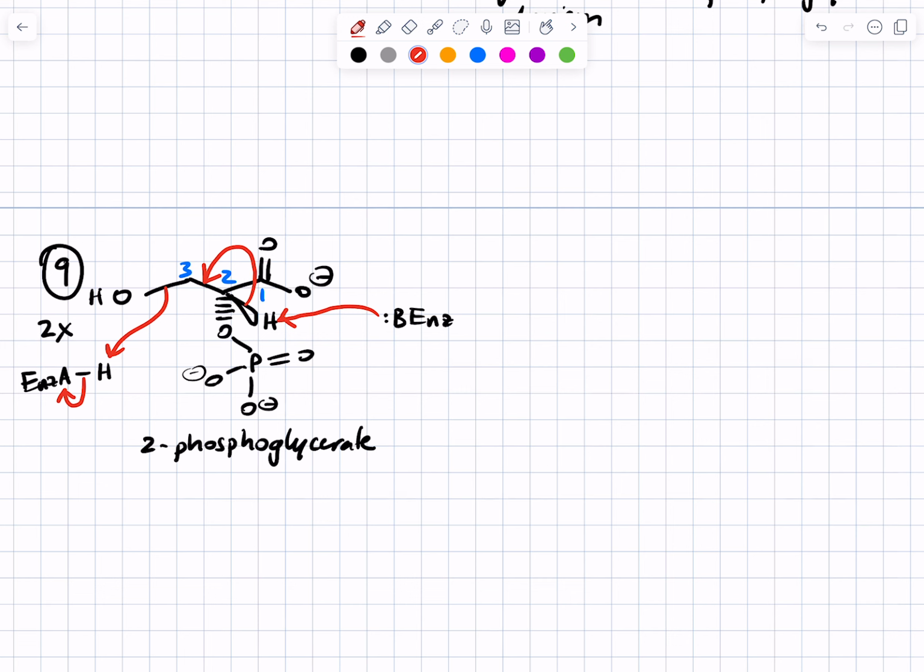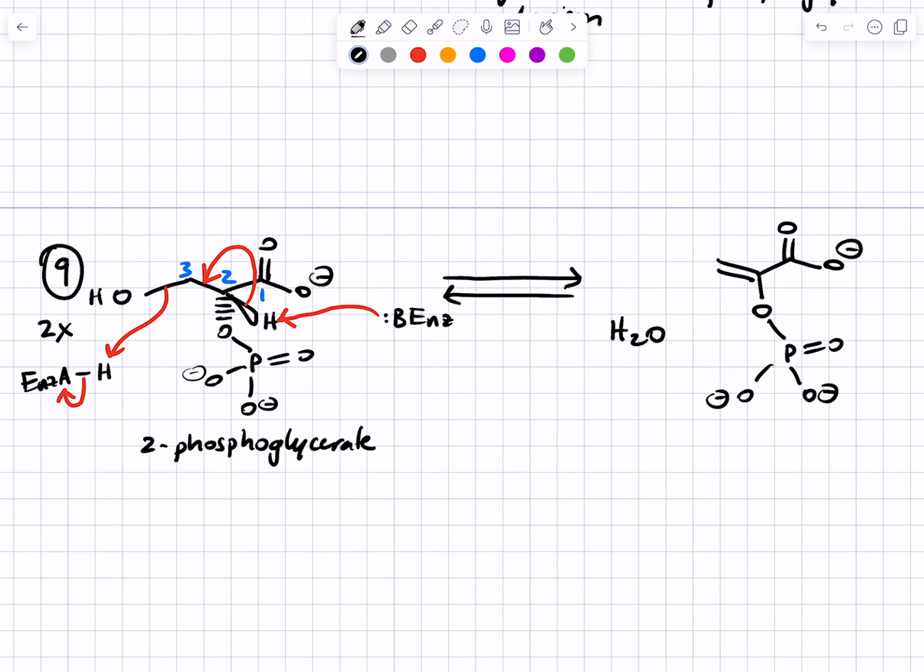So it's no surprise that the enzyme has to protonate it so it can leave. So we lose water. This is an elimination type reaction. And the product is this. Called phosphoenol pyruvate. And the enzyme that does this is called enolase.